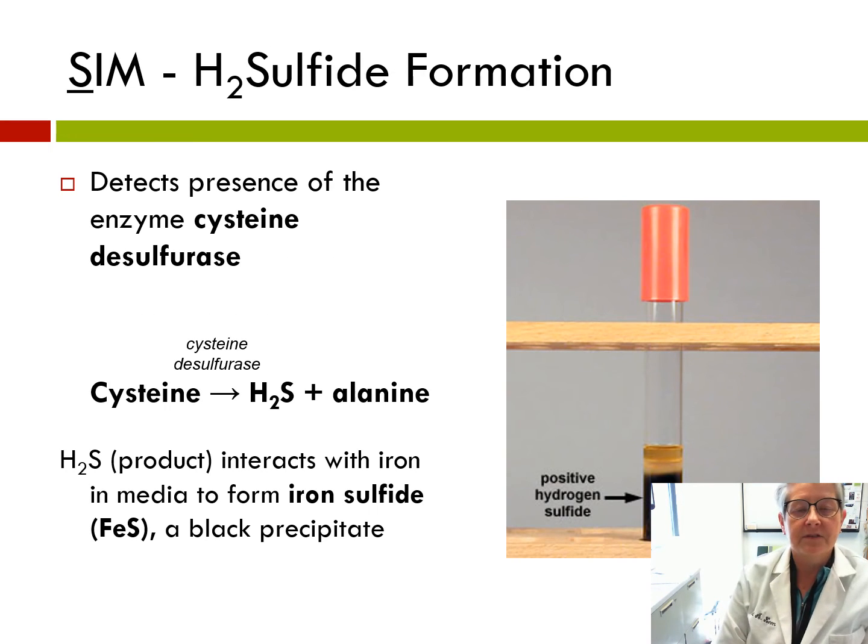And then also SIM, the hydrogen sulfide formation. Does your bacteria produce the enzyme cysteine desulfurase? If it does, cysteine can be broken down to produce hydrogen sulfide, and in our media, there's some iron in there that in the presence of hydrogen sulfide will produce iron sulfide and will have a black precipitate.